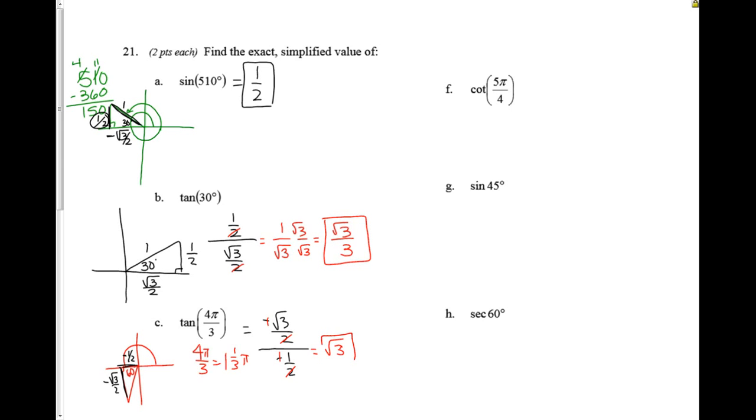I'm going to do F, G, and H now since they're on the screen already. The cotangent of 5 pi over 4. Well, 5/4 is 1 1/4 of a pi.